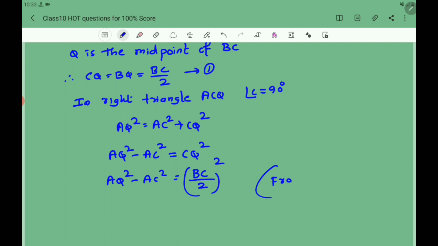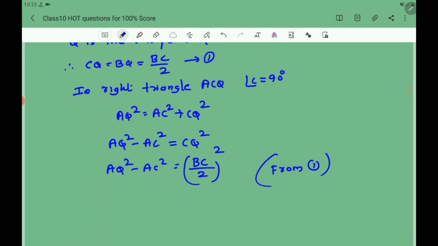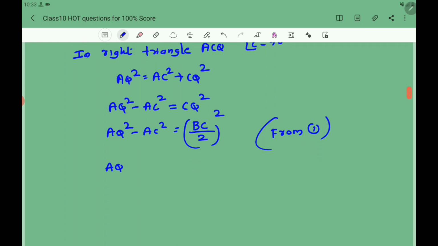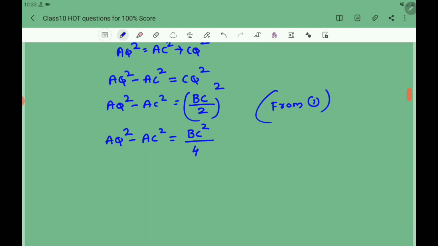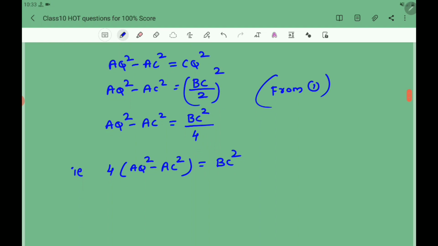Then you write here from first. AQ square minus AC square equals BC by 2 whole square, which is BC square by 2 square. 2 square is 4, so BC square by 4. Then do the cross multiplication, that is 4 into AQ square minus AC square equals BC square.